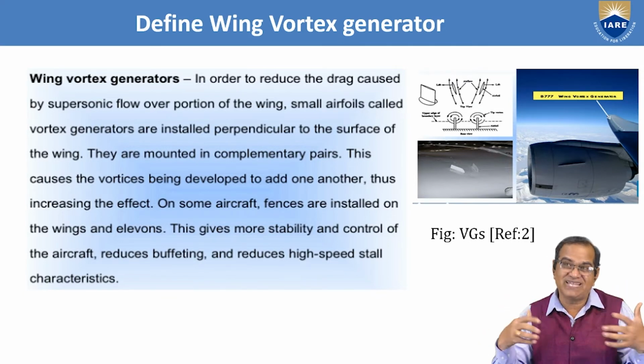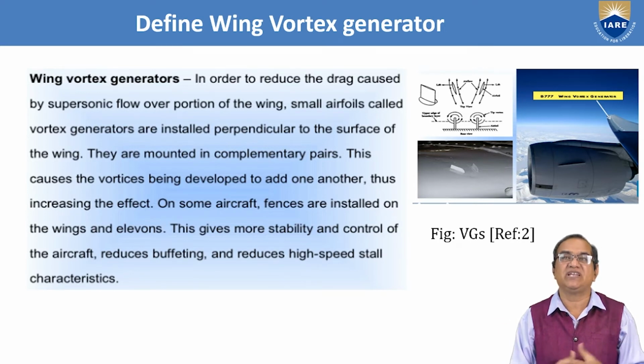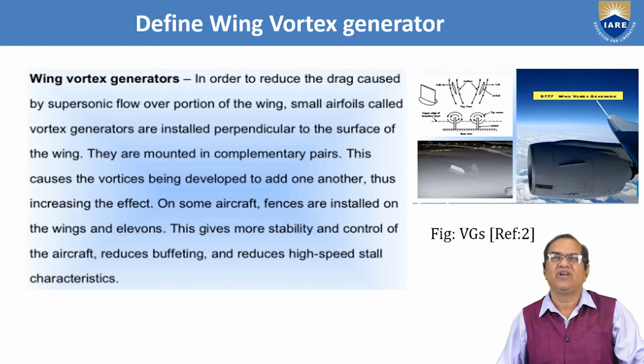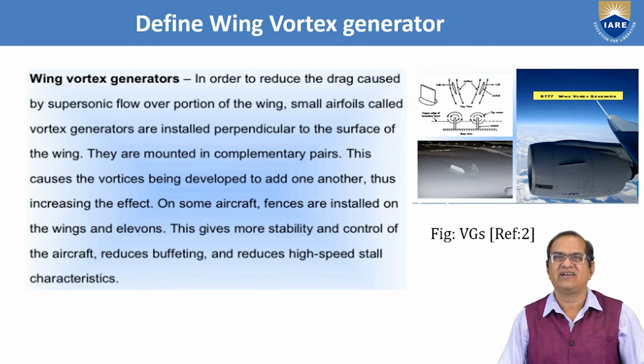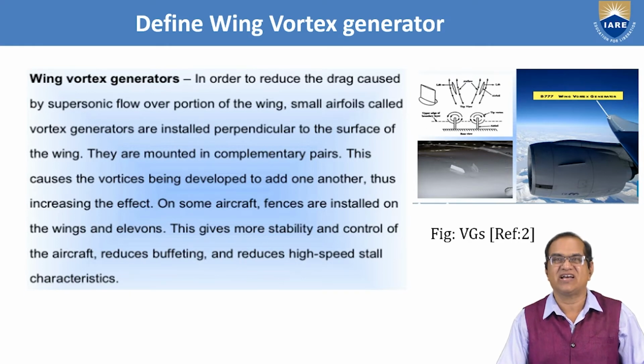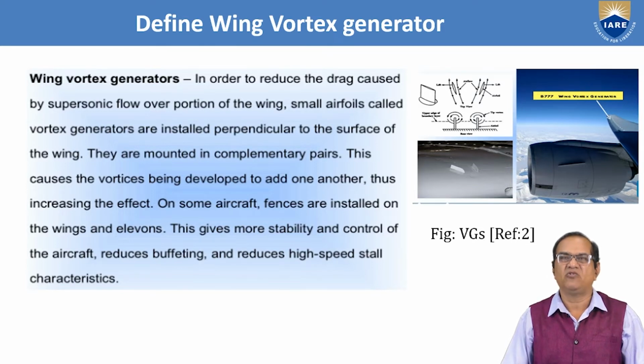To improve this situation, we need the wing vortex generator, in short VGs. In order to reduce the drag caused by supersonic flow over a portion of the wing, small airfoils called vortex generators are installed perpendicular to the surface of the wing. They are mounted in complementary pairs. This causes the vortices being developed to aid one another, thus increasing the effect.